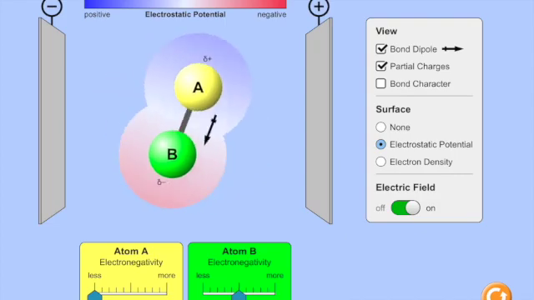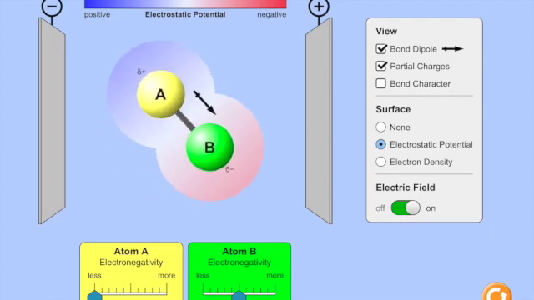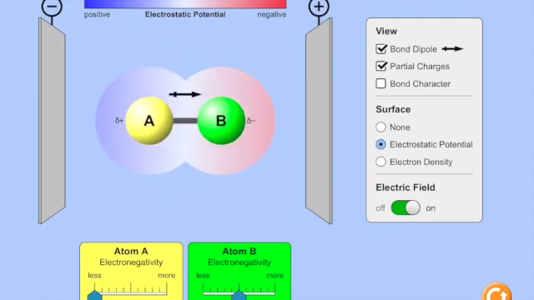So with this one, no matter how I turn it, I want to try to point B towards the negative. It's not going to happen because it's got a polar bond, and the negative lines up with the positive part of the electric field.